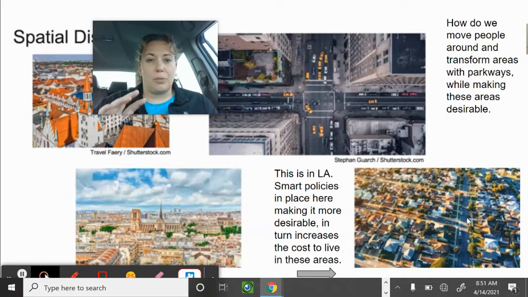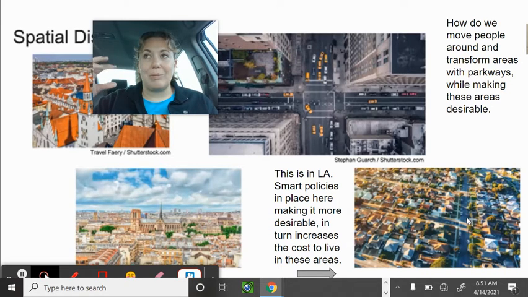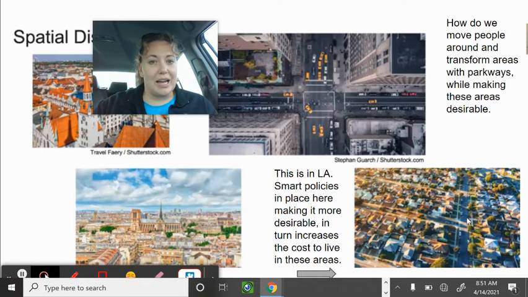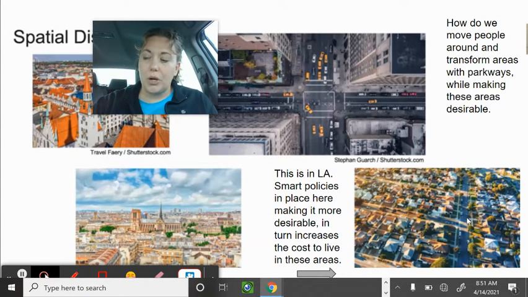So what's happening is they're putting in what we call smart policies. They're limiting urban sprawl. They're saying, we will not allow any building outside of this area. Sometimes they'll tear down old dilapidated housing and replace it with a park or an open area. But in turn, that is limiting your supply. So that makes your demand go up, which makes the prices go up. So again, it's a catch-22.